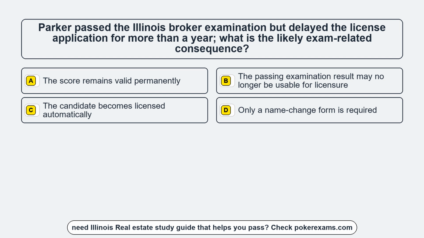What is the likely exam-related consequence? Option A. The score remains valid permanently. Option B. The passing examination result may no longer be usable for licensure. Option C. The candidate becomes licensed automatically. Option D. Only a name-change form is required.